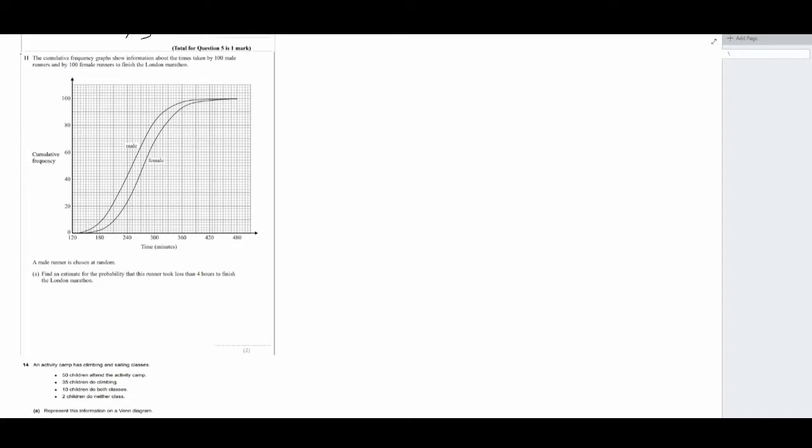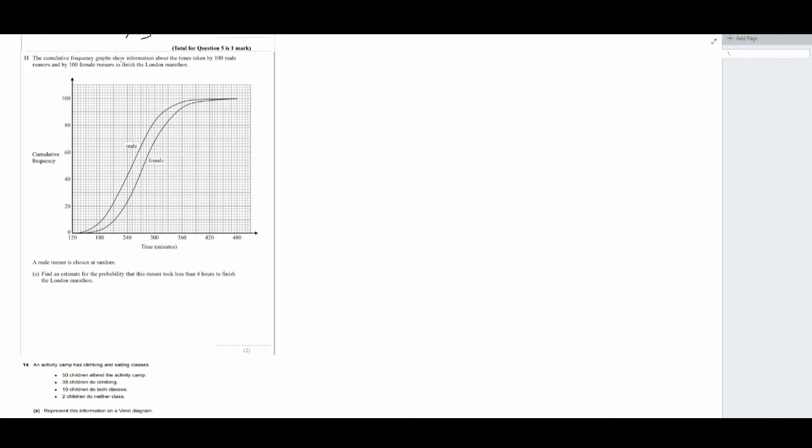Okay, question 11. This one's about midway through a paper, so medium difficulty, but it does combine the data topic, so it's slightly more tricky. Data is not always everyone's favorite, and understandably so. Let's get right into it. A male runner is chosen at random. Okay, let's actually read the question.